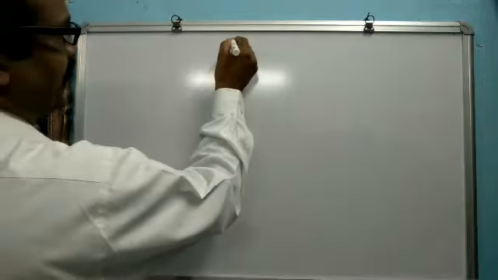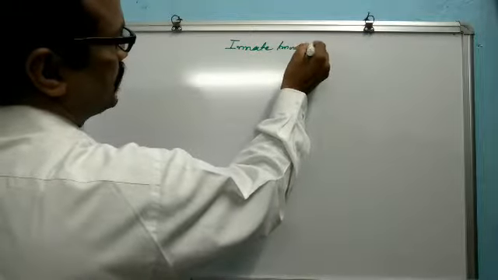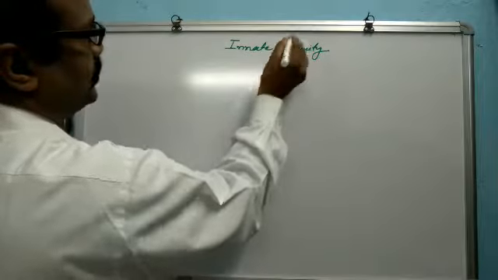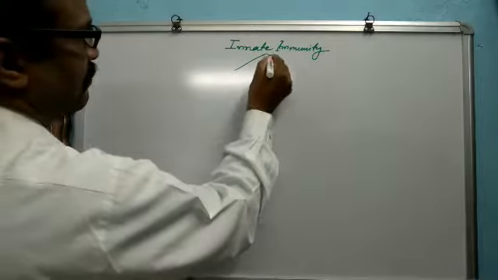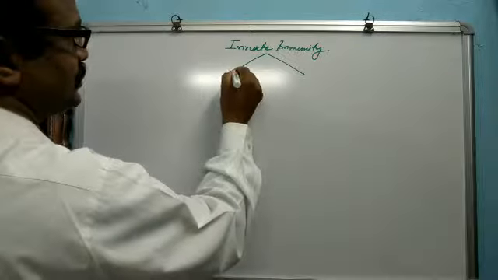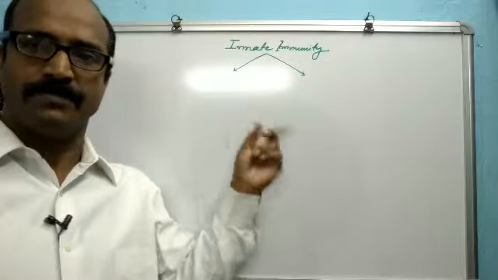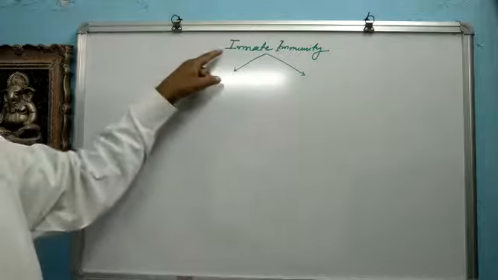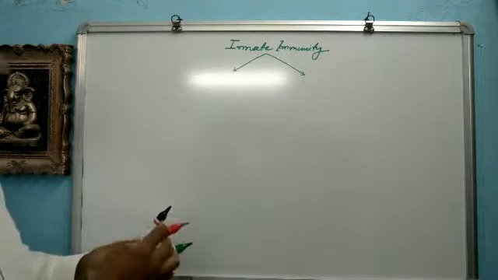Today I will discuss the second line of defense. The second line of defense is part of innate immunity. We all know that innate immunity is known as inborn immunity because the defense tools or the defense power is present from birth. That's why this is known as inborn immunity or innate immunity.